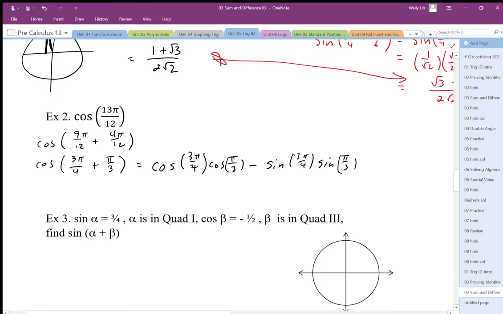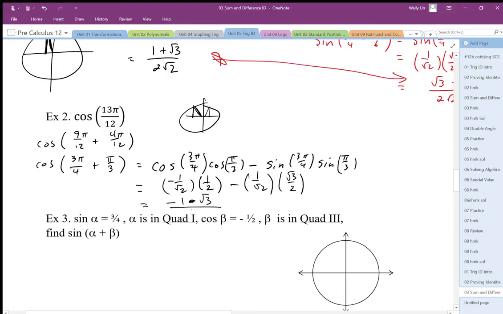Once I have plugged them in, I just need to make sure I evaluate this for the correct ratio. So on my circle, 3 pi over 4 is over here. Cosine is negative, so I get negative 1 over root 2. For pi over 3, cosine, the short side horizontal, is 1/2. Sine of 3 pi over 4 is vertical and positive, so I end up with 1 over root 2. And sine of pi over 3, the vertical is the long side, so it's the root 3 side of that triangle. Then I can simplify this. I get negative 1 minus root 3, all over the common denominator of 2 root 2.